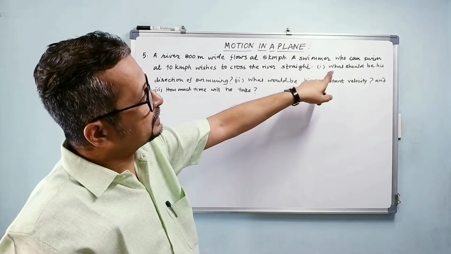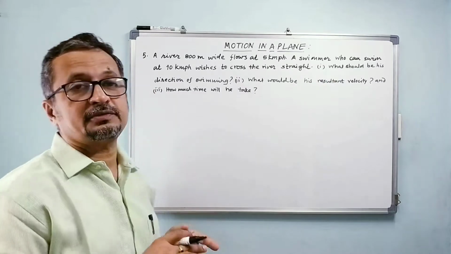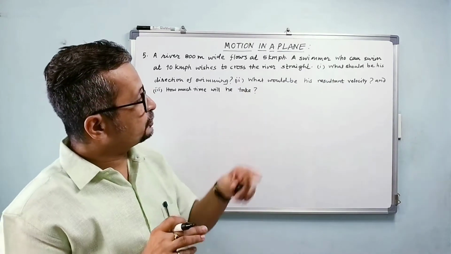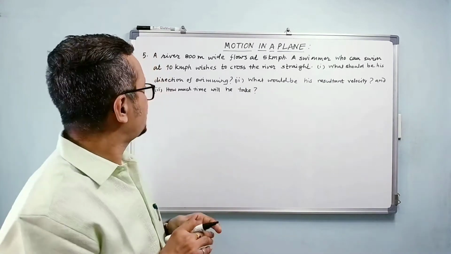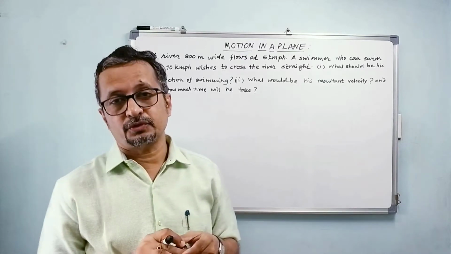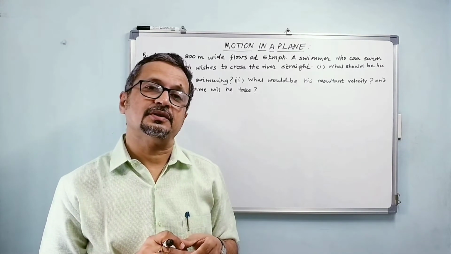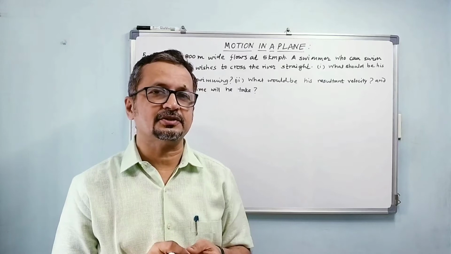Now question number one, what should be his direction of swimming? Number two, what should be his resultant velocity? And number three, how much time would he take to cross the river or for reaching his destination?